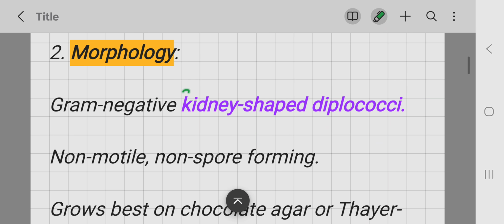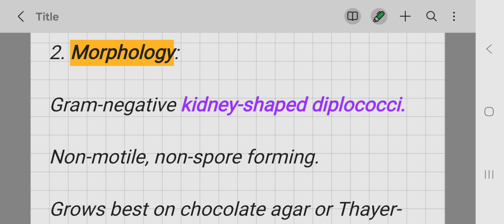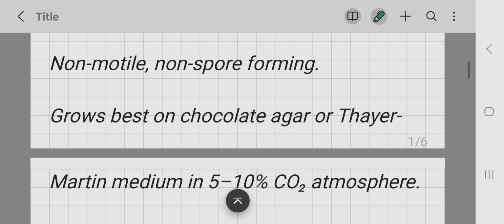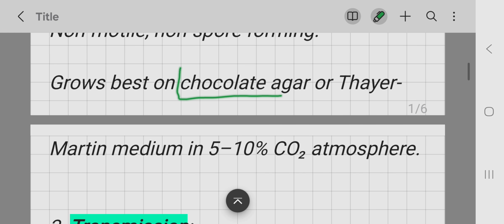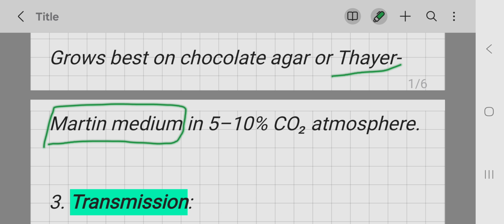Morphology. It is a kidney-shaped diplococcus and it is gram-negative. It is non-motile. It grows best on chocolate agar and Thayer Martin medium.